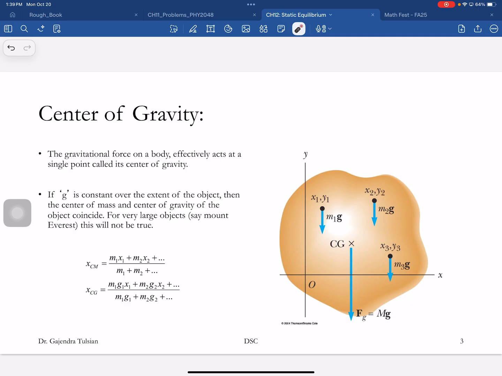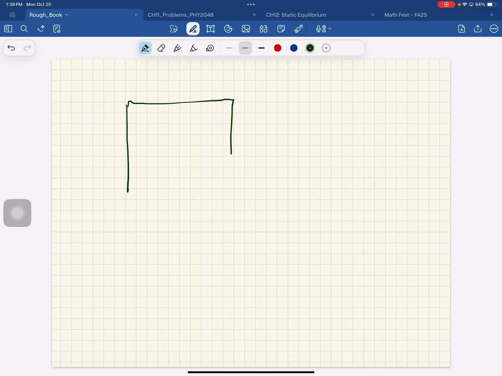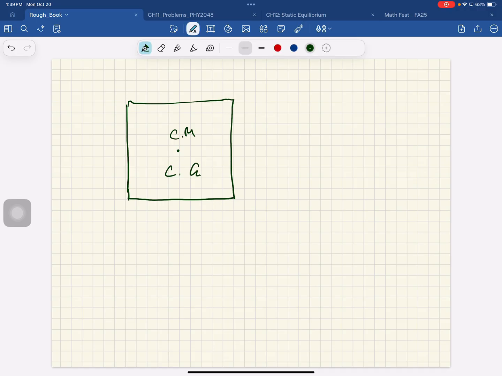Okay? All right, now let's say, so we saw a related concept earlier in the chapter, in one of the previous chapters. Let's say this is a square metal plate of uniform density. Its center of mass was at its geometric center. Now, if this is a small plate, its center of gravity is also right there.